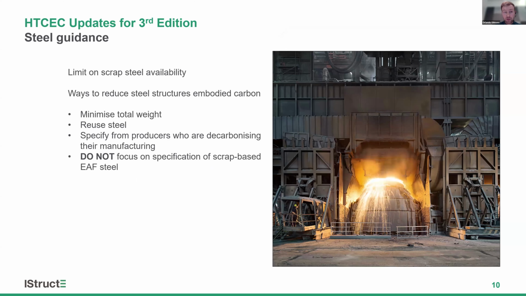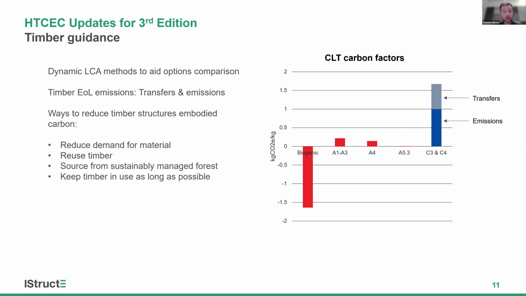We also have some guidance on steel, which again acknowledges the limit on scrap steel availability and highlights the ways to reduce steel structures embodied carbon: first of all, minimizing total weight of steel, reusing steel, specify from producers who are decarbonizing their manufacturing, but do not focus on specification of scrap-based EAF steel.